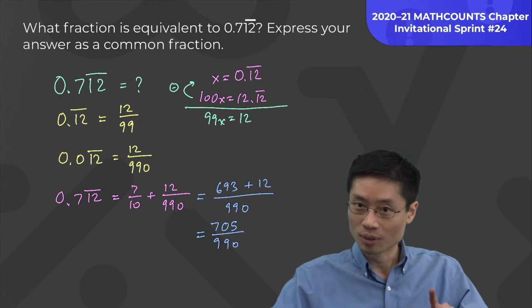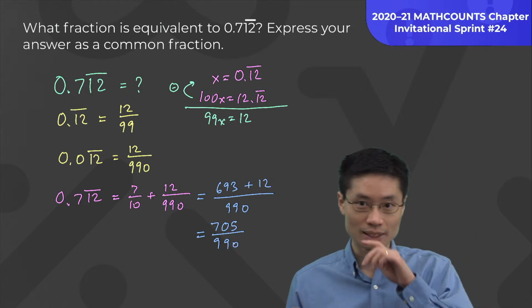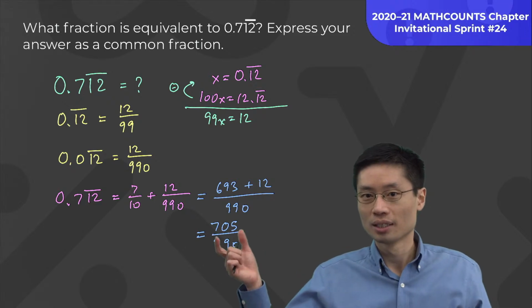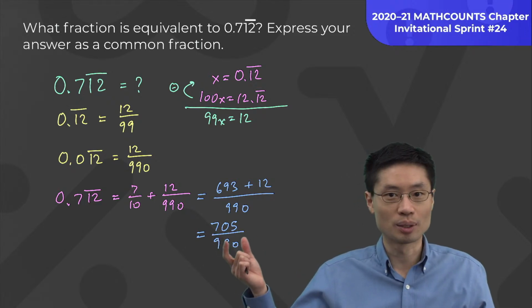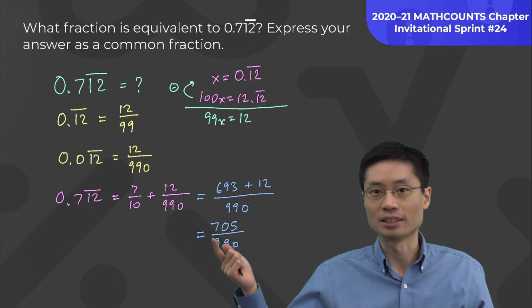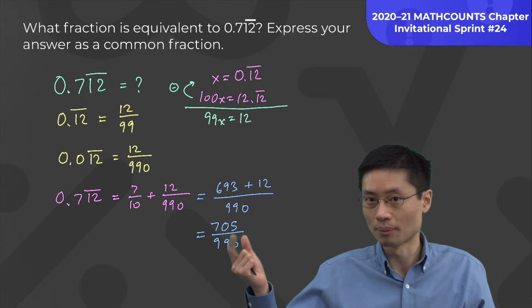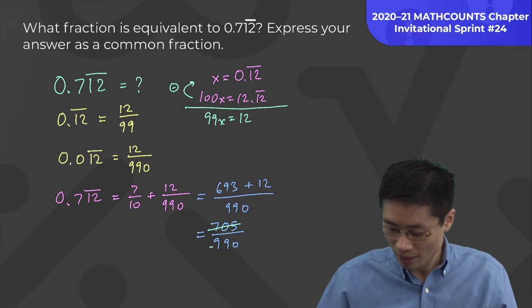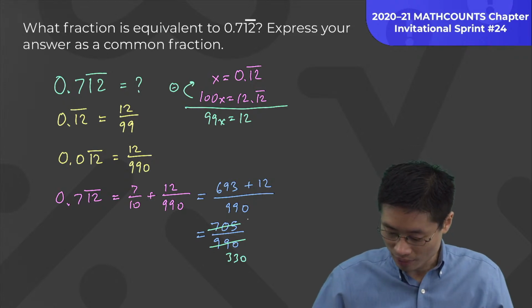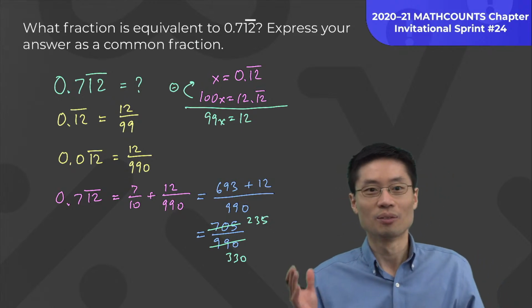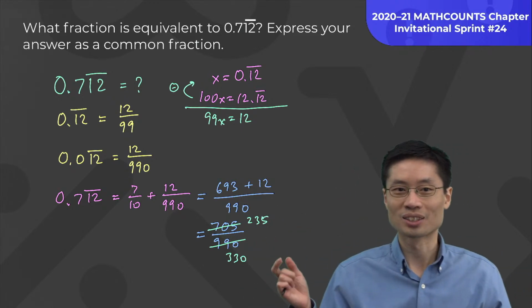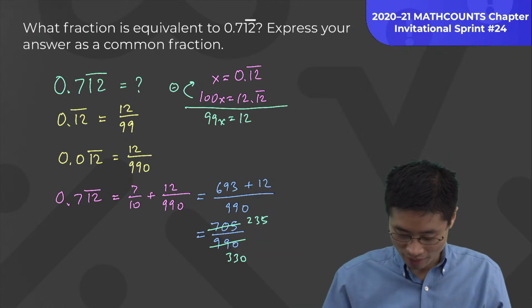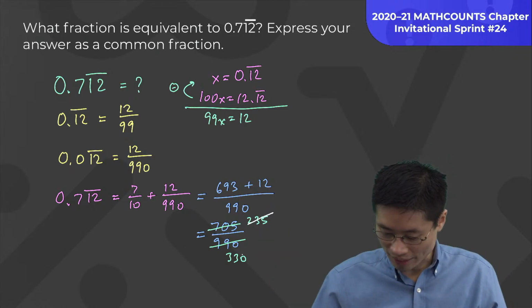This is tricky. But if we want to do simplest form, I see that there are some divisibility issues. Because 705 is a multiple of 3, because the sum of the digits happens to be 12, and 12 is a multiple of 3. So I can divide through by 3, 330 on the bottom. 3 times 2 is 6, 3 times 3 is 9, 3 times 5 is 15. We get to do more canceling, because there's this factor of 5. So divide out the 5.